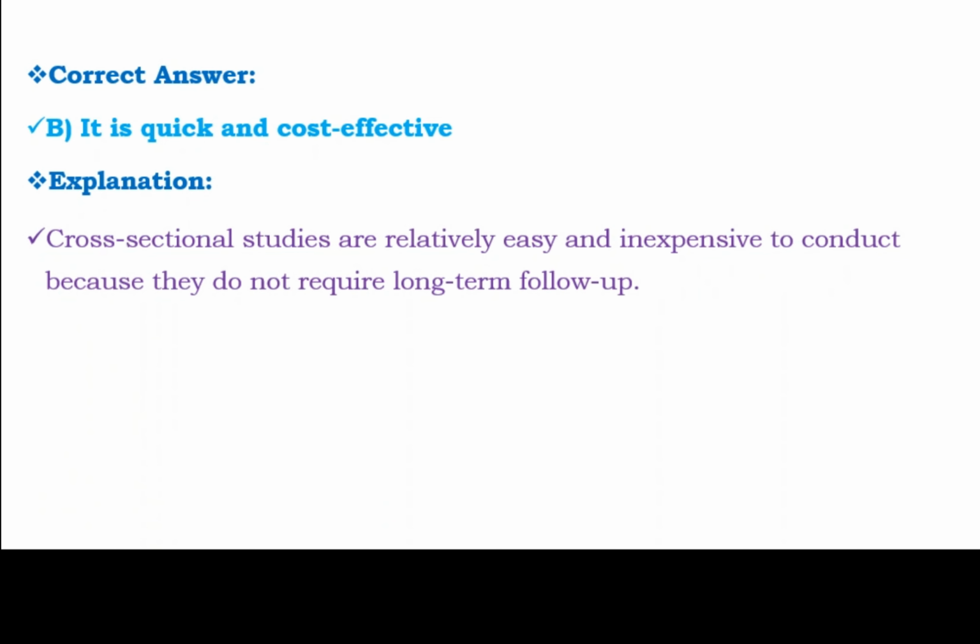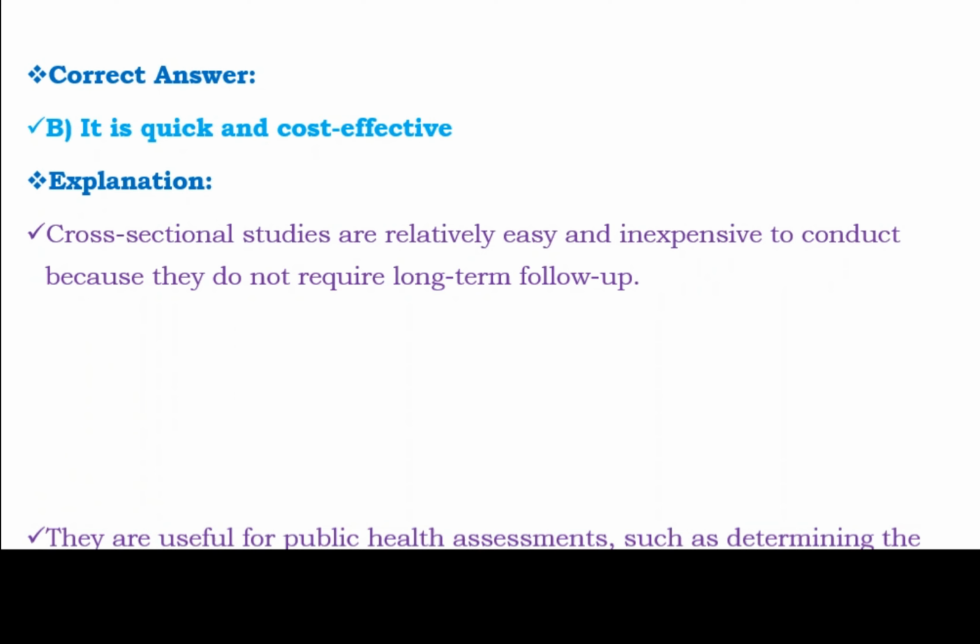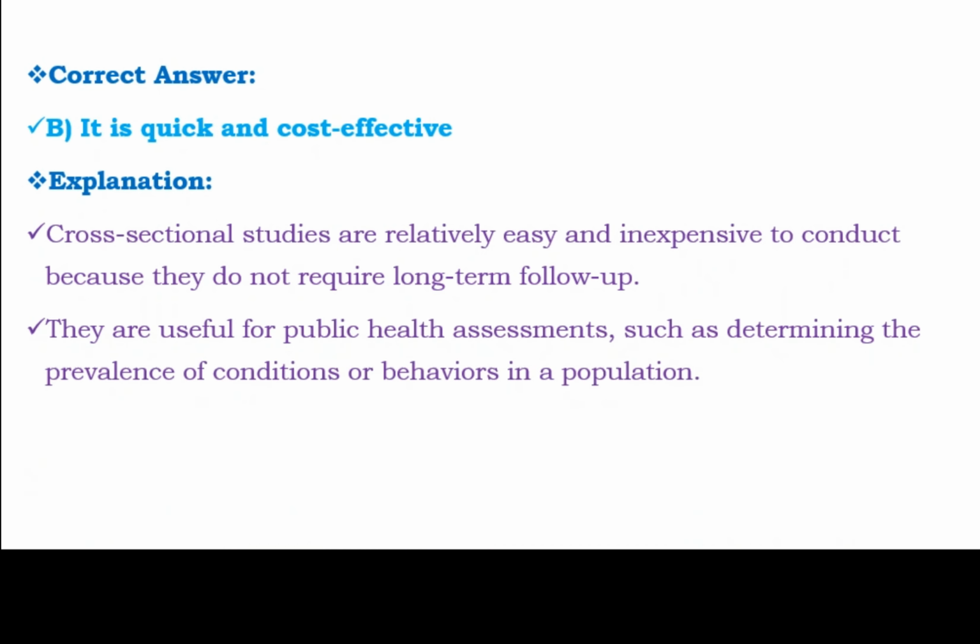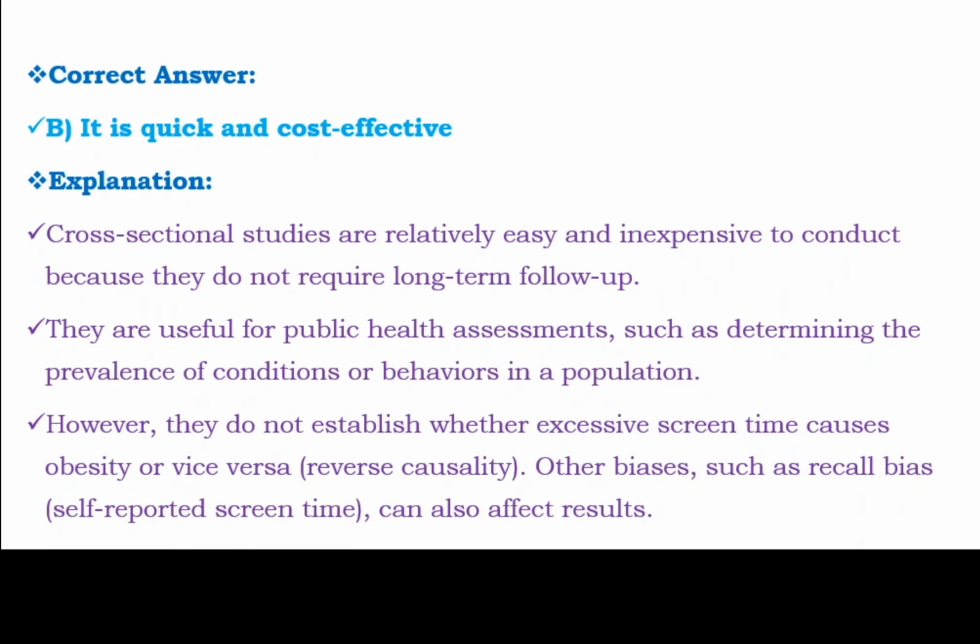Correct answer is B. It is quick and cost-effective. Cross-sectional studies are relatively easy and inexpensive to conduct because they do not require long-term follow-up. They are useful for public health assessments, such as determining the prevalence of conditions or behaviors in a population. However, they do not establish whether excessive screen time causes obesity or vice versa, reverse causality. Other biases, such as recall bias, self-reported screen time, can also affect results.